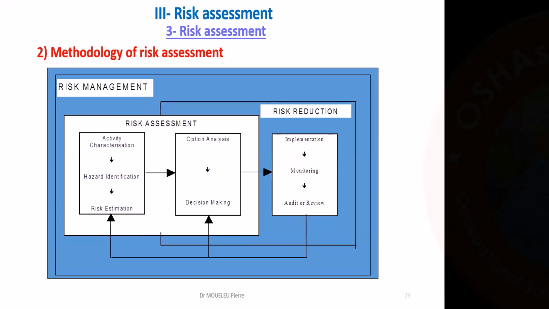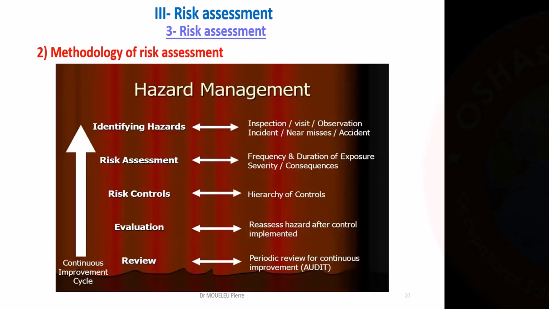So for the risk assessment, you should characterize the activity, asking ourselves what are the activities that are being carried out, what is the hazard identification, what are the risks coming from those hazards, and we estimate the risk. And the option analysis we have here with the decision making. The implementation relates to the monitoring and audit or review. And also the hazard management can be presented like this. So you ask yourself, what are the hazards? Identifying hazards, you can do it by inspections, visits, observations, when there is an incident, a near miss, and also an accident. With the risk assessment, we take into consideration the frequency and duration of exposure, or the severity and consequence of the risk.